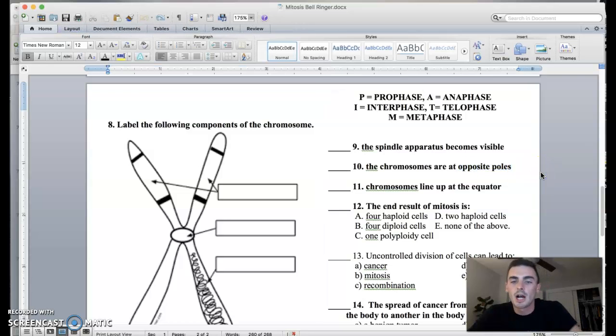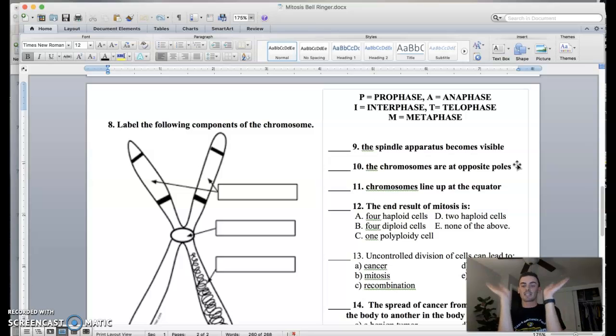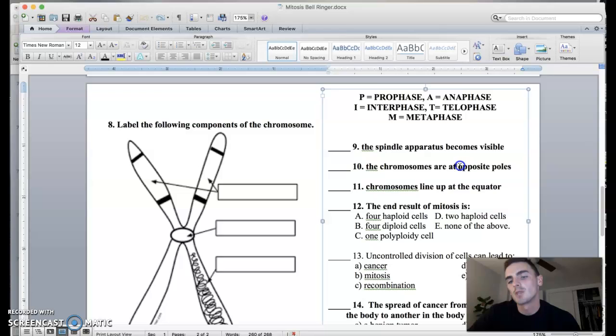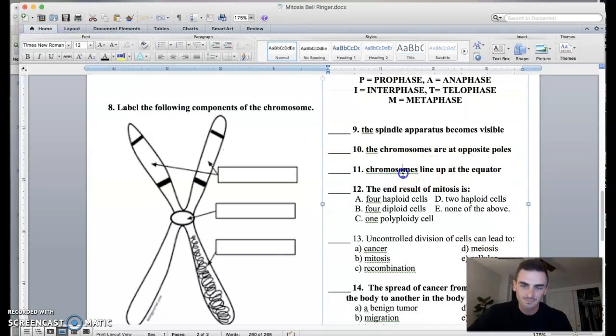Number 10, when the chromosomes are at opposite poles. This is kind of a tough one, but when the chromosomes are at opposite poles, that means they've gotten pulled apart already. And if they've gotten pulled apart already, that means we're past anaphase. They're already at the very ends. Just like your grandma's telephone antennas, we're at opposite ends of the TV. Telophase is where chromosomes are at the opposite poles. So number 10 should be T, telophase.